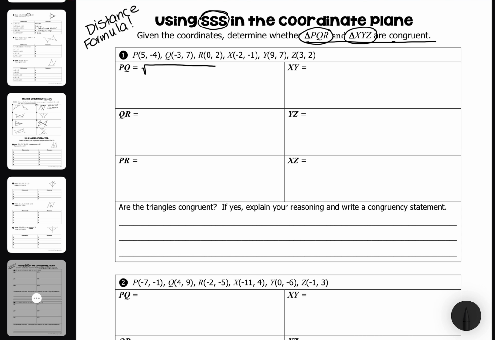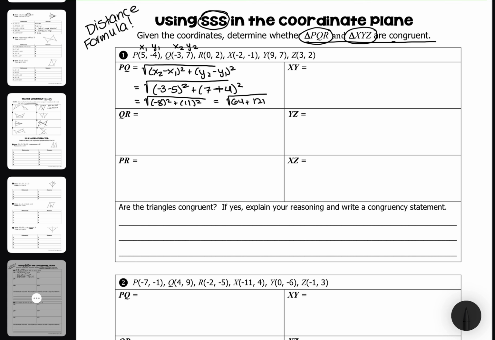Remember that your distance formula is this big square root of x2 minus x1 squared plus y2 minus y1 squared. If I'm looking at these first 2 points, I'm going to call that x1, y1, x2, y2, and we can go ahead and plug these in. So I'm going to get negative 3 minus 5 squared plus 7 minus negative 4 squared. That's going to give us negative 8 squared plus, 7 minus negative, or plus 11 squared. It's going to give us the square root of 64 plus 121.